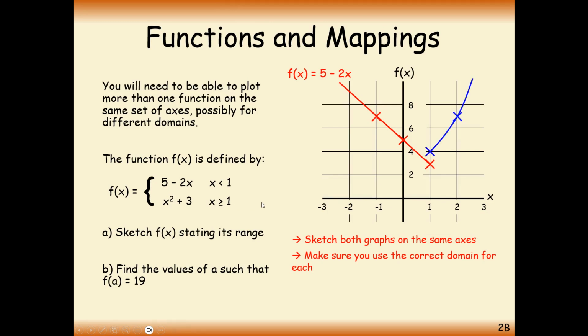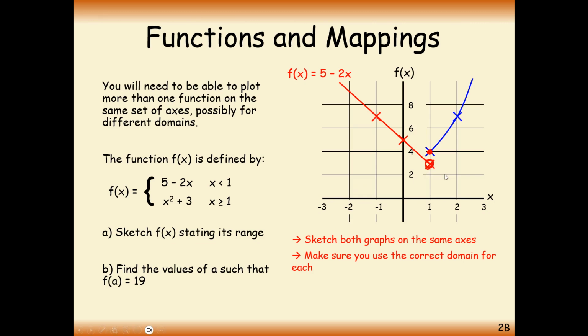In fact, the correct way to show the output is to include a solid dot here, and use an open circle here, because an open circle indicates that the input of 1 is not actually included in the red line.